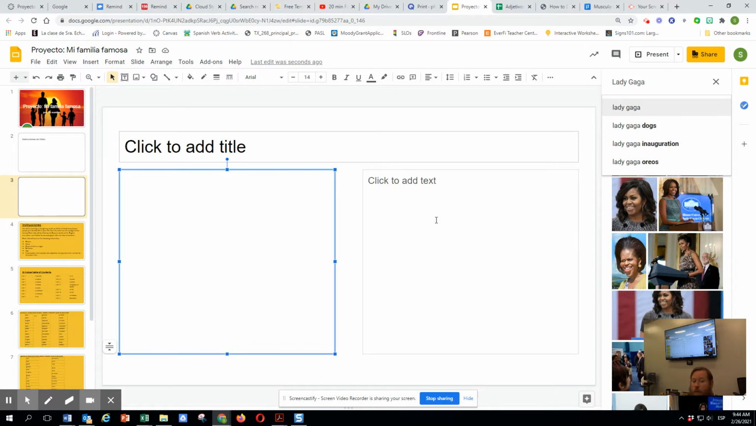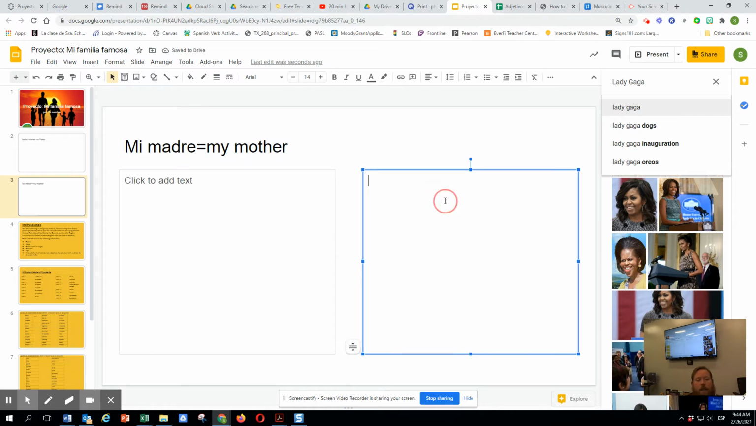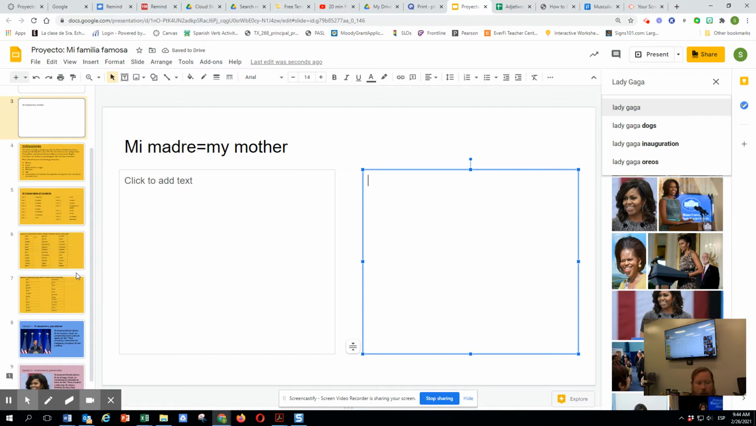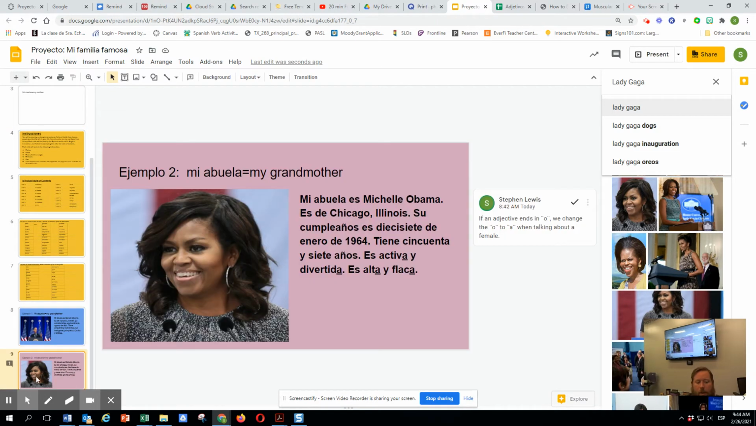And the way that we do that, we're going to write just a paragraph that goes along with it. So if you look at an example, I'm going to delete this slide. Excuse me. Well, first at the top, you would have mi madre equals my mother. So that's how you're going to title each slide. Insert a picture here, and then here goes your description. Now, there are two examples in here that can help you out. So I did abuelo y abuela.